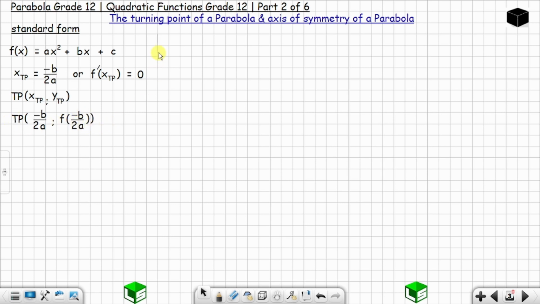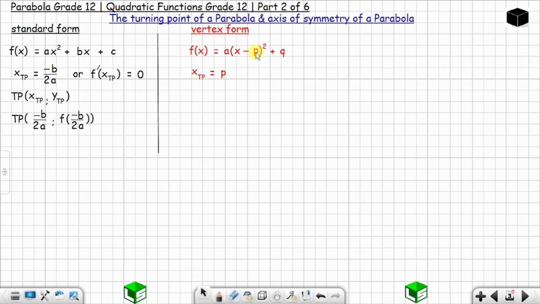Okay, now how can you get the x coordinate of the turning point if you are given this form, the vertex form? You can see from this one, you don't need to stress. The x coordinate of the turning point is equal to p. Remember, you have to change the sign when you take it out of the bracket. So if you have negative 2 there, the x coordinate of the turning point is going to be 2. If you have plus 2, the x coordinate of the turning point is going to be negative 2.